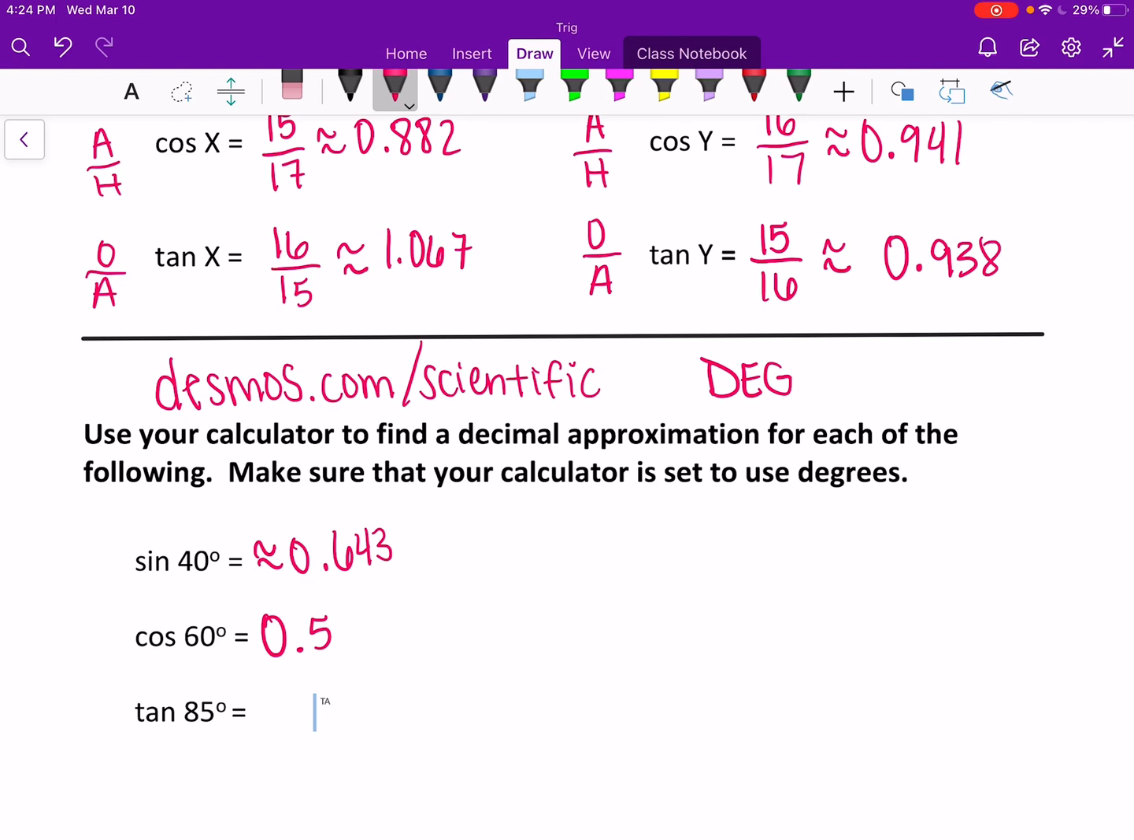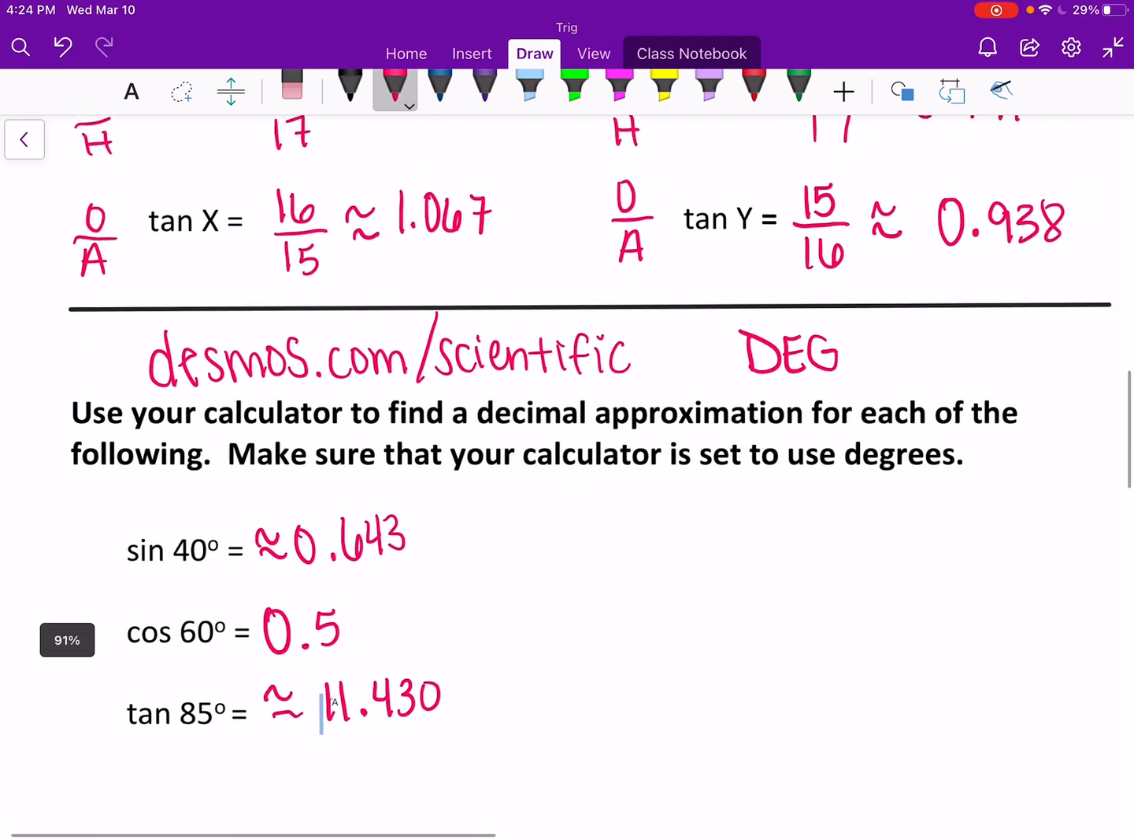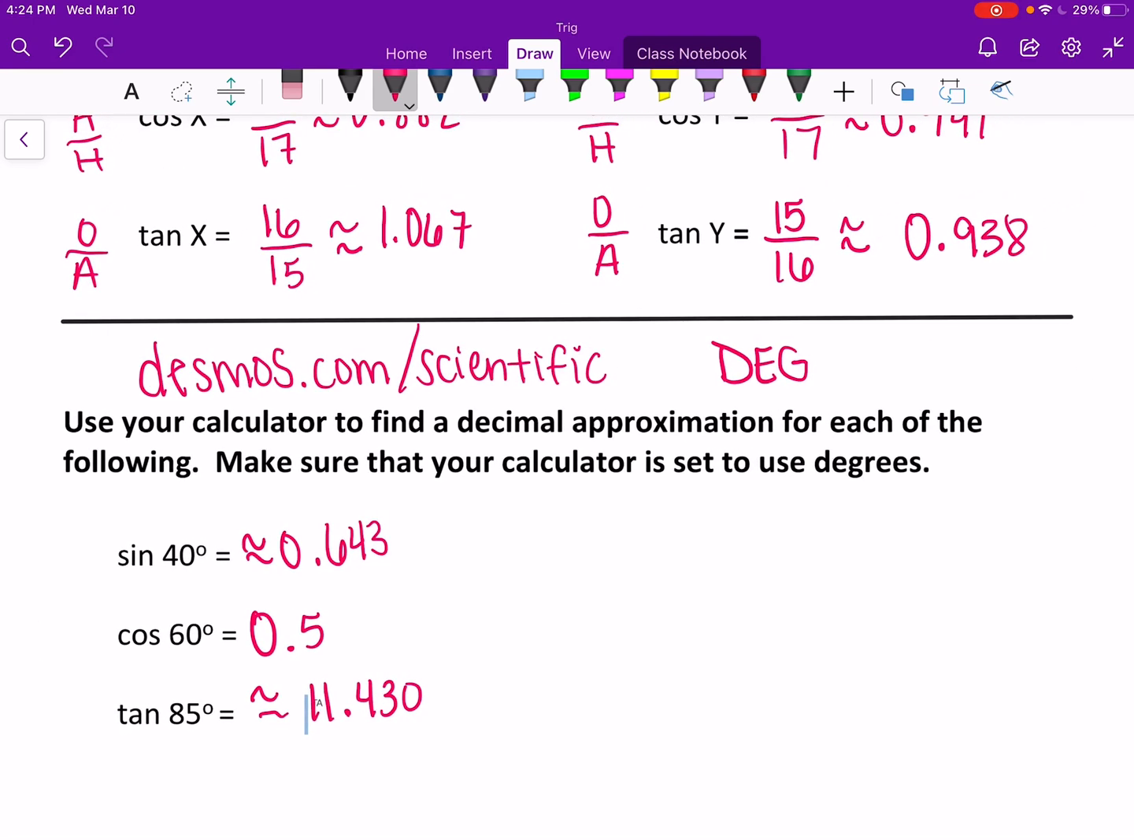And if you type in tangent of 85 degrees, you should get approximately 11.430. Type those into your calculator. Make sure you get what I got. If you didn't, your calculator is probably not in degrees.